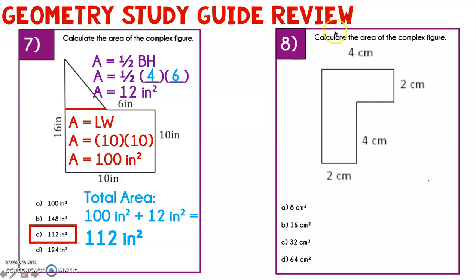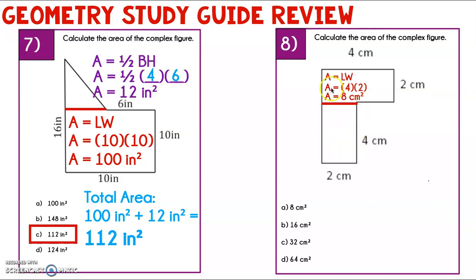Okay. Number 8. Number 8 is 2 rectangles, so I'm going to go ahead and just draw my line right here. We're going to use area equals length times width. We have a length of 4 and a width of 2, so I'm going to fill that in, 4 times 2. So the area of this rectangular piece is 8 centimeters squared.